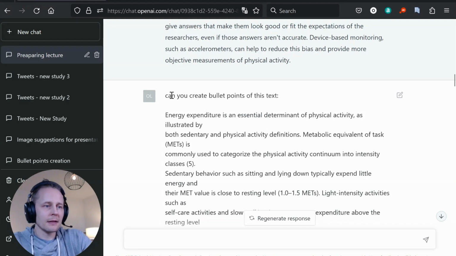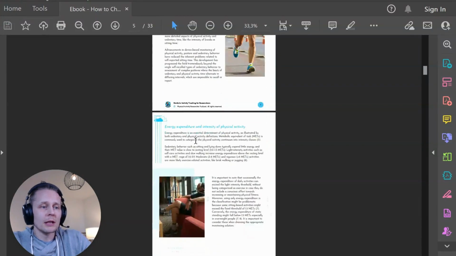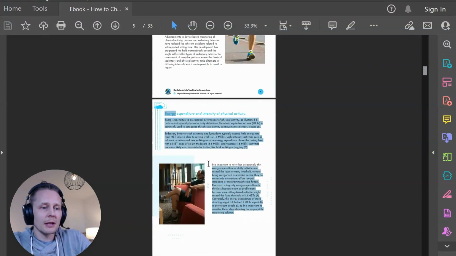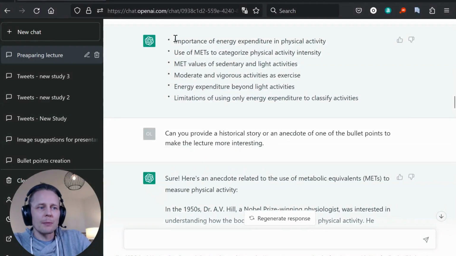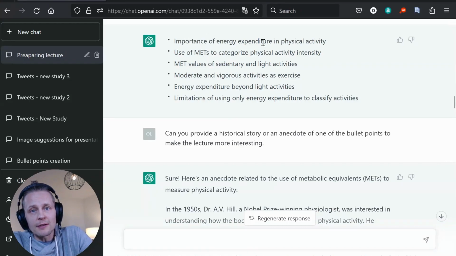And then I again set the prompt, can you create bullet points of this text? I went to our ebook to the next part and just copy pasted, and ChatGPT came up with these bullet points: importance, energy expenditure, and use of METs to categorize. Those bullet points look good again, and it remembered my prompt to make 3 to 6 and not use more than 6 words.